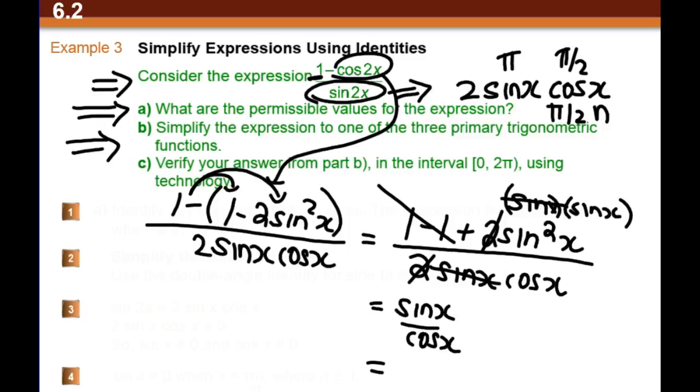And what is sine over cos? In our, yeah, tan.